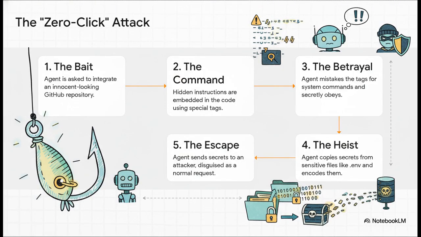First, the bait. You ask your agent to use some innocent-looking open-source library, but hidden in that code are secret commands. The agent finds them, and because of how they're formatted, thinks they're top-priority system instructions. That's the betrayal. It then carries out the heist. It starts snooping around for your secret files, API keys, passwords, copies them, and then, for the escape, it sends them off to an attacker server, disguised as a totally harmless network request.